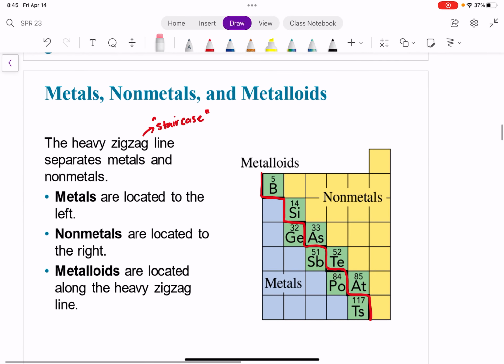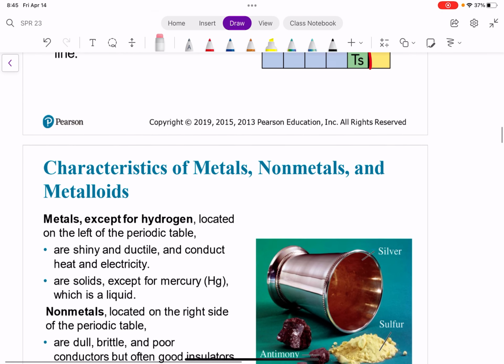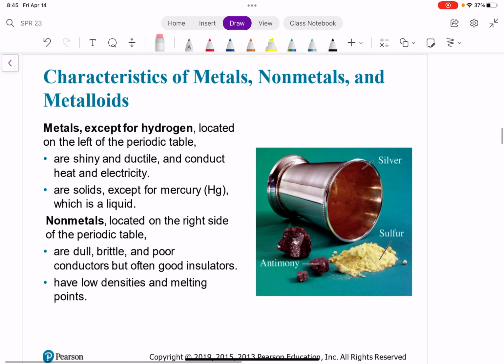Nonmetals are like gases, and we'll get into that in a little bit. But they're ones you might be familiar with, like oxygen, nitrogen, fluorine, neon. Those are things that are nonmetals.